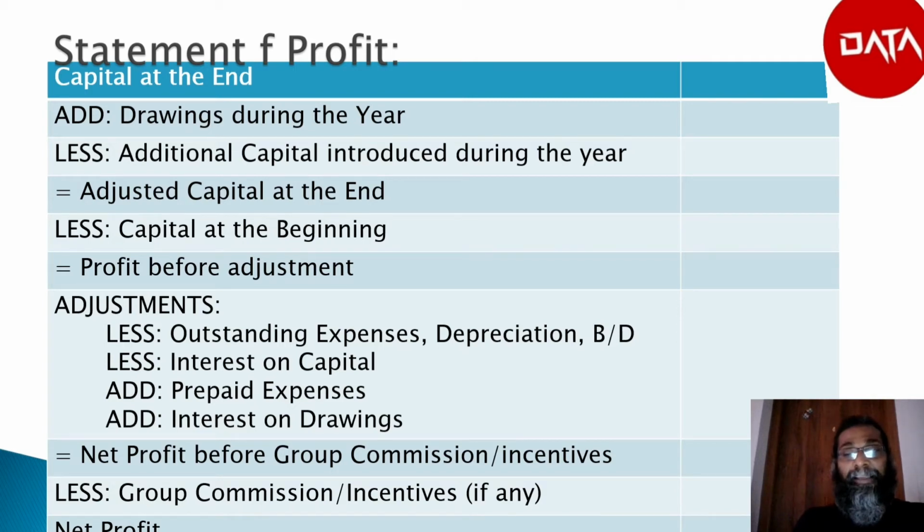So dear friends, this method is said to be statement of affairs method because we will be computing the capital at the end as well as the capital at the beginning with the support of a statement of affairs. That is why this method is said to be statement of affairs method. Now let us discuss this with the support of an example.